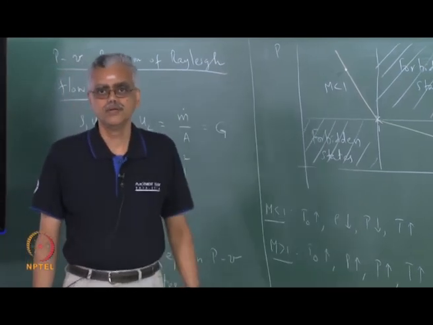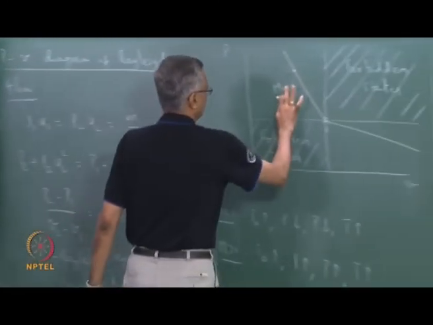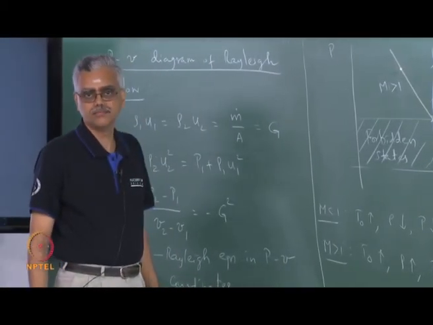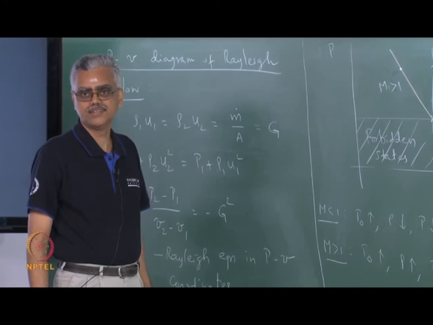Excuse me? I am sorry, thank you, M greater than 1, thank you. Is that argument clear? Should I repeat it? Is it clear?